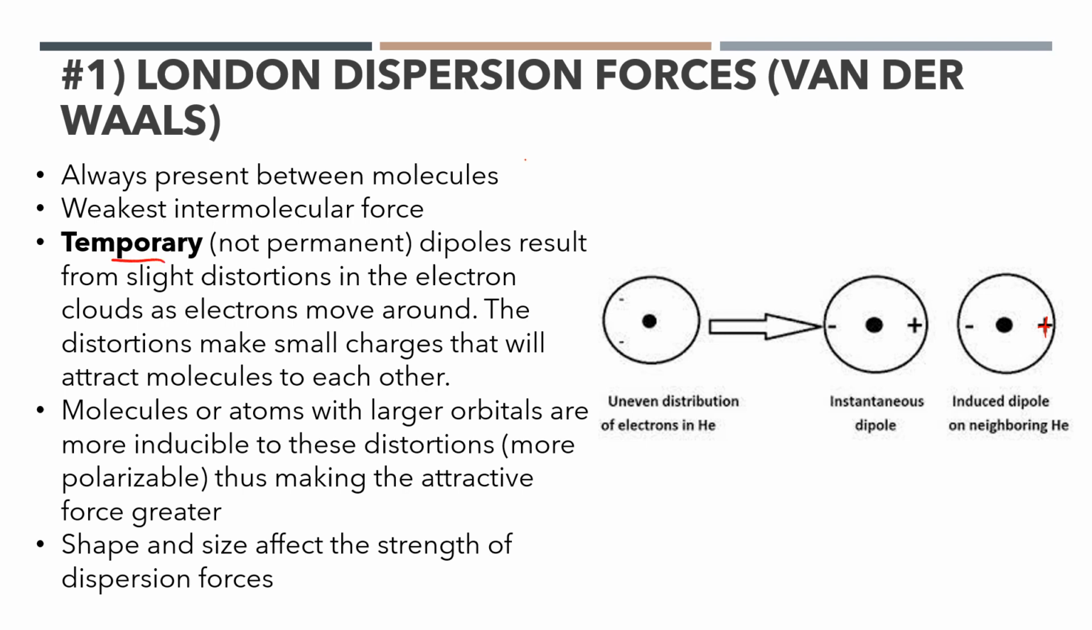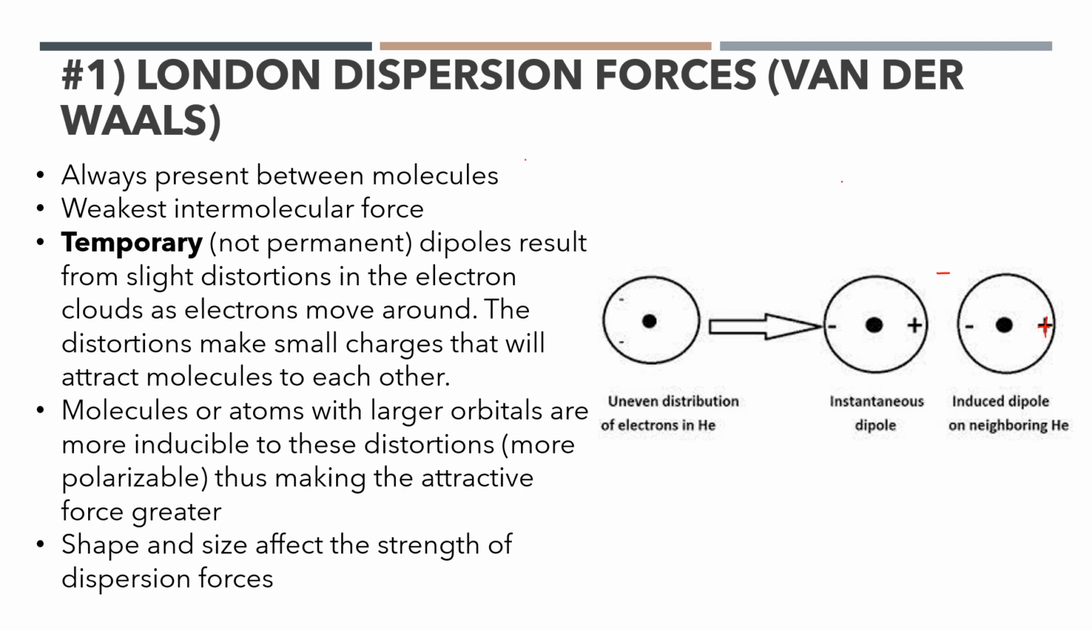These are temporary dipoles. They are not permanent. This happens between nonpolar molecules, and these changes in electron distribution are going to create what are called distortions in the molecule. Things that make a molecule more able to distort make it more polarizable. Polarizability is just how able it is to distort that electron cloud.